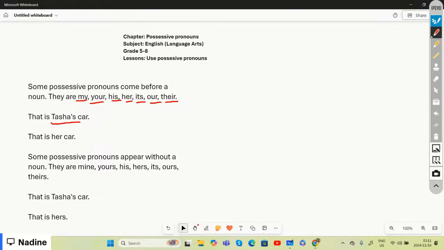But remember, we need to replace Tasha with a pronoun, and a pronoun takes the place of a noun. So that word then changes. So instead of saying that is Tasha's car, we can say that is her car. And her is a possessive pronoun.